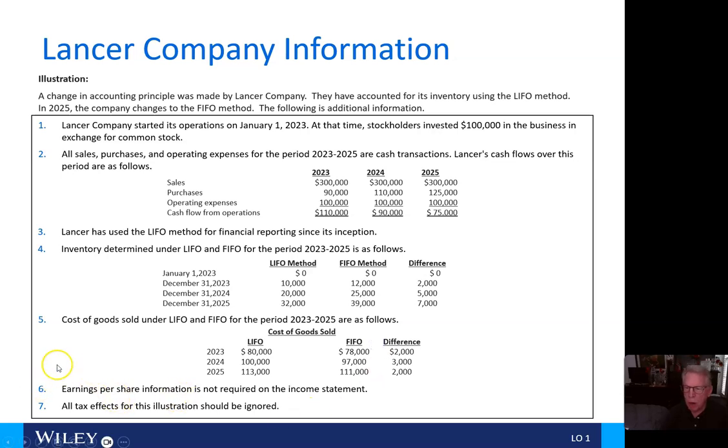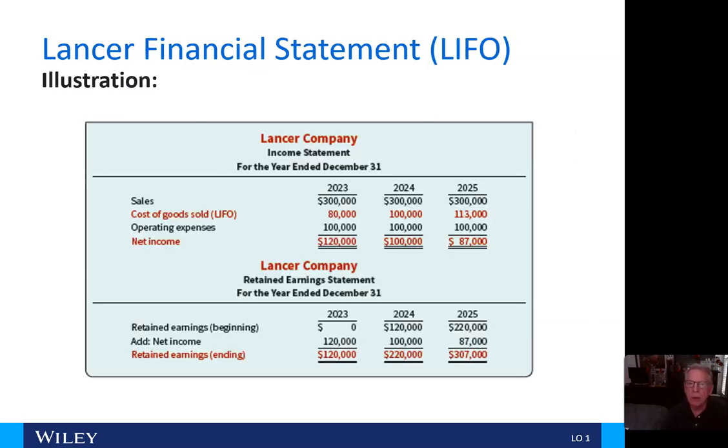And number six, earnings per share information is not required on the income statement. And number seven, all tax effects for this illustration should be ignored. Okay, let's take a look.